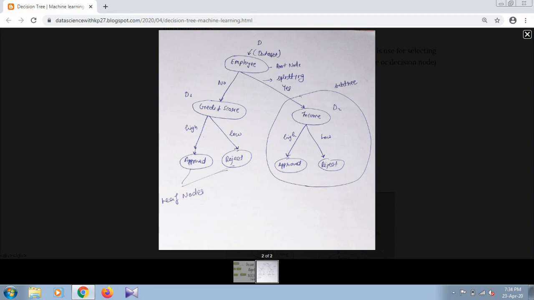Same for the credit. If the person is unemployed, then we will check their credit score. If the credit score is high, then we will approve the loan, otherwise we will deny. Okay, so this is all about the working of our decision tree algorithm.